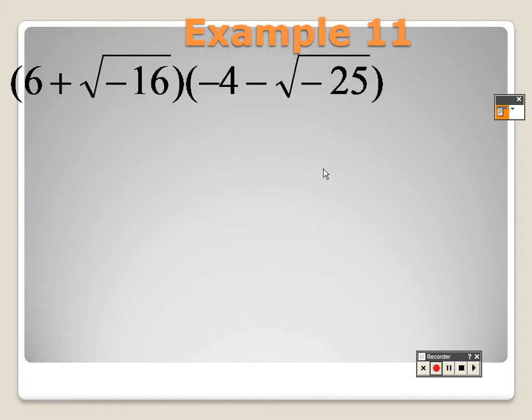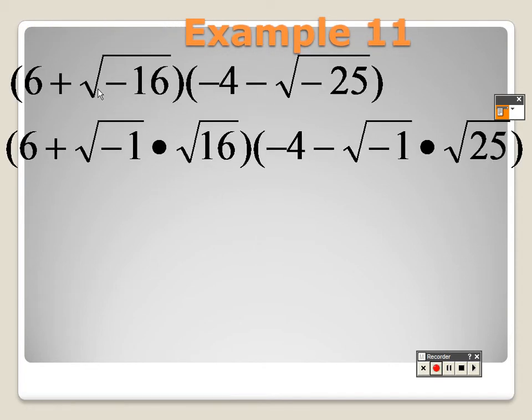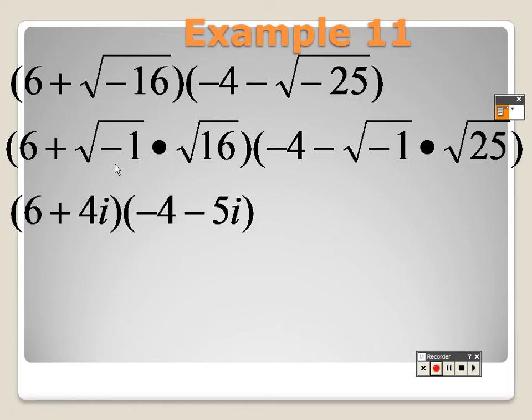So, taking a look at this one, same deal as before. Let's pull out that negative 1. Let's pull out that negative 1. That becomes an i, and square root of 16 is 4. That's how I get a 4i there. This becomes an i, and that becomes a 5. That's how I get a 5i. And the minus is still there, and the negative 4 is still there.